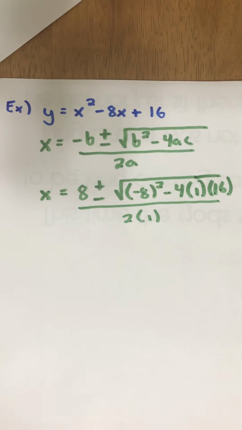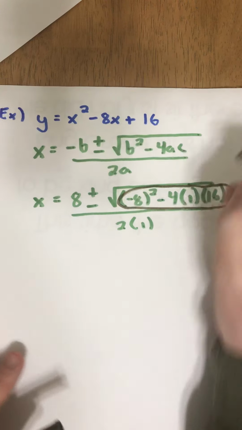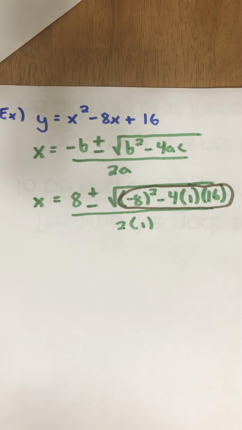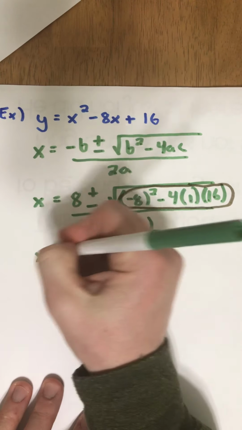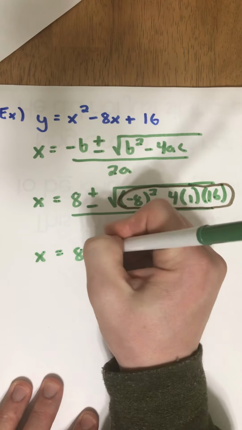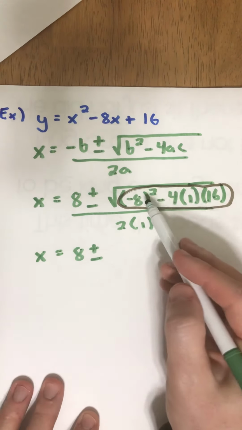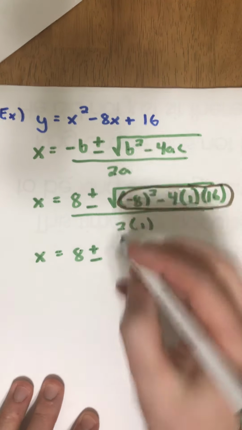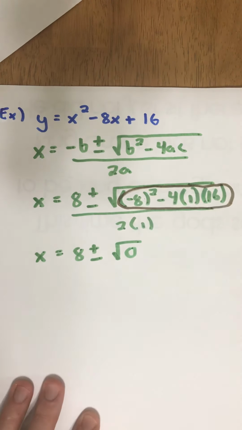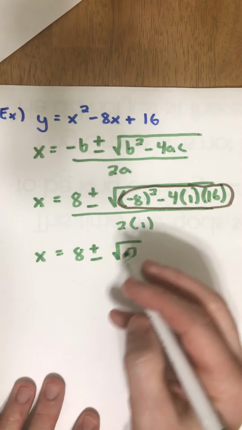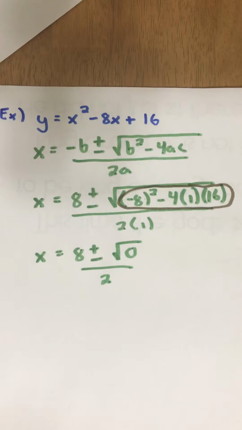All right, I'm going to calculate my discriminant. That's what's inside the radical. My negative 8 squared minus 4 times 1 times 16. I'm going to get x equals 8 plus or minus. You can put that right inside your calculator, but essentially what I'm going to get is 64 minus 64, which is 0. So I have 8 plus or minus the square root of 0 divided by 2.